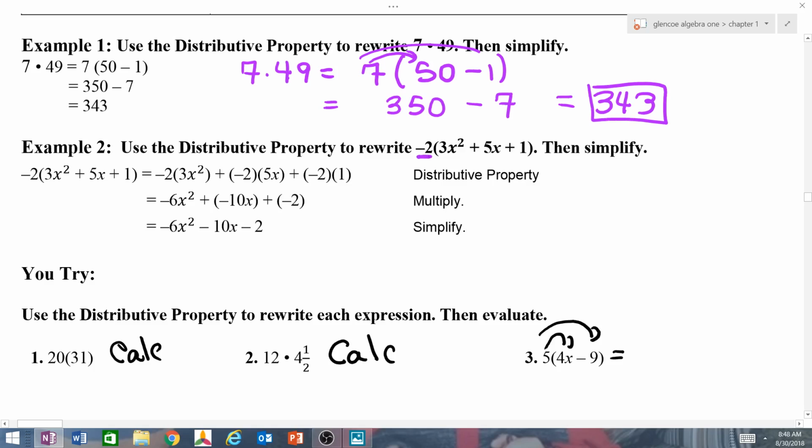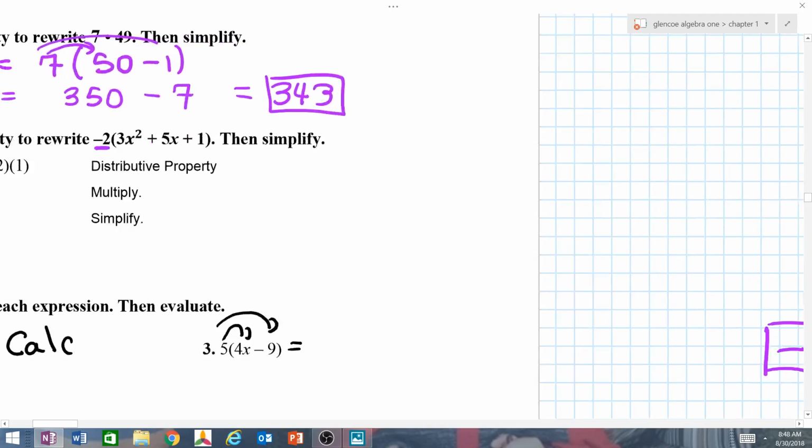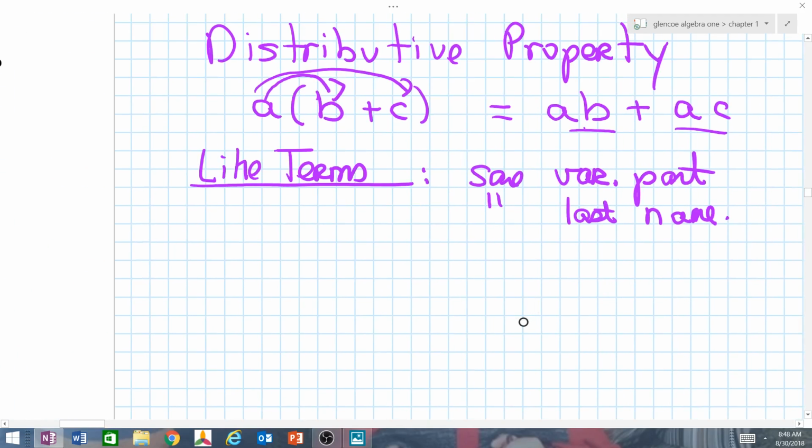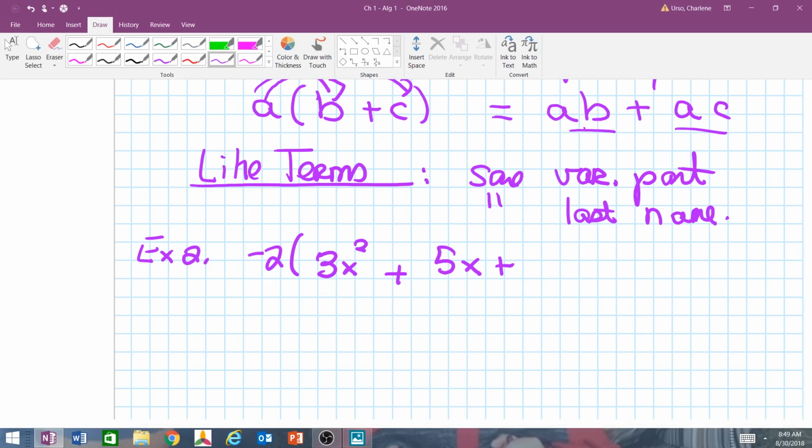In example number 2, we want to rewrite using the distributive property. We must distribute everything that's outside of the parentheses to everything inside the parentheses, and then make sure that if there are any like terms, we combine them. So let me show you example 2 step by step. Example 2. Negative 2 times the quantity 3x squared plus 5x, it's a minus 1, so let's correct that, minus 1.